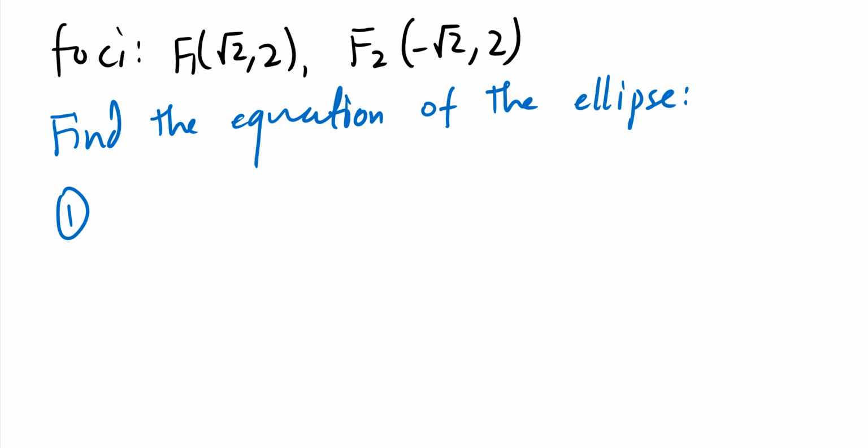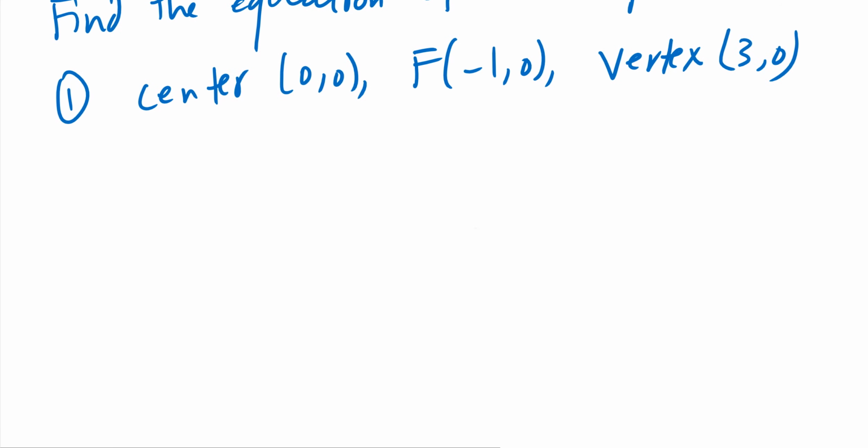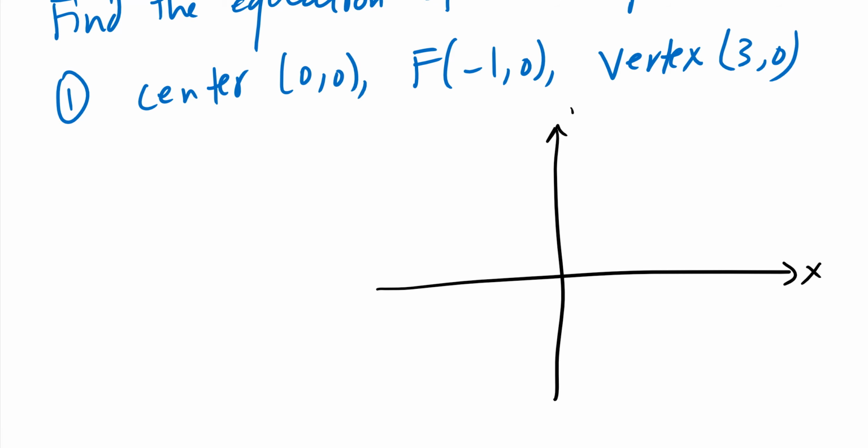with given information. Center 0, 0, let's say. Focus negative 1, 0. Vertex 3, 0. So that's the first example of finding the equation of an ellipse. Always plot the given, the key. 0, 0 here, that's the center. Negative 1, 0, the focus. Vertex 3, 0. 1, 2, 3. Call it A.